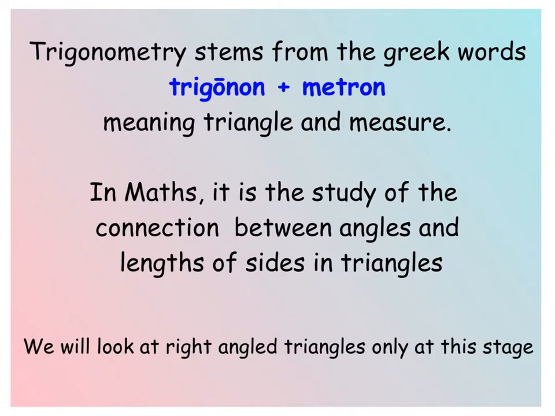So trigonometry stems from the Greek words trigonon and metron, meaning triangle and measure. So put them together, we formed trigonometry. In maths, it is the study of the connection between angles and lengths of sides in triangles. At this stage, we're only looking at right angle trigonometry, but at National 5, there is some further trigonometry, and it's sometimes shortened to trig.